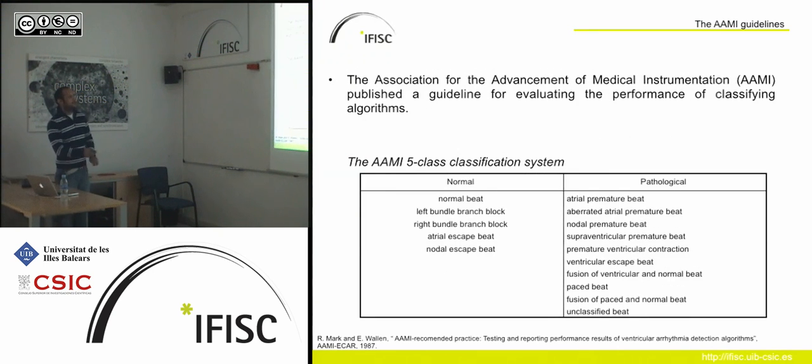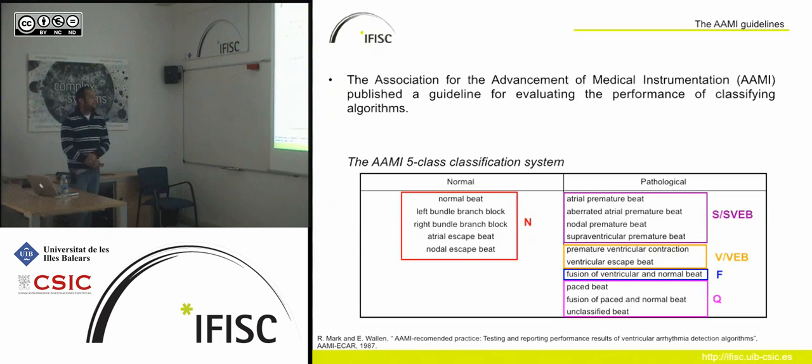Well, to make the study, we follow the guidelines given by the Association for the Advancement of Medical Instrumentation in the United States. From now on, I'm going to call it AAMI. They advise to use only 5 classes, so to take all these into the 5 classes that I'm marking here.